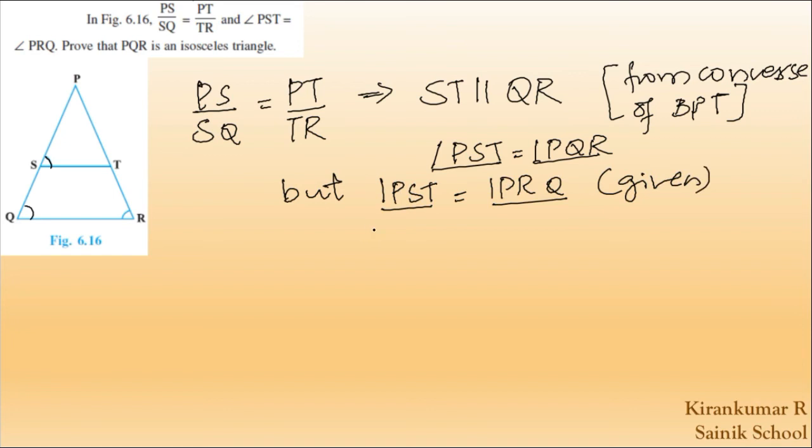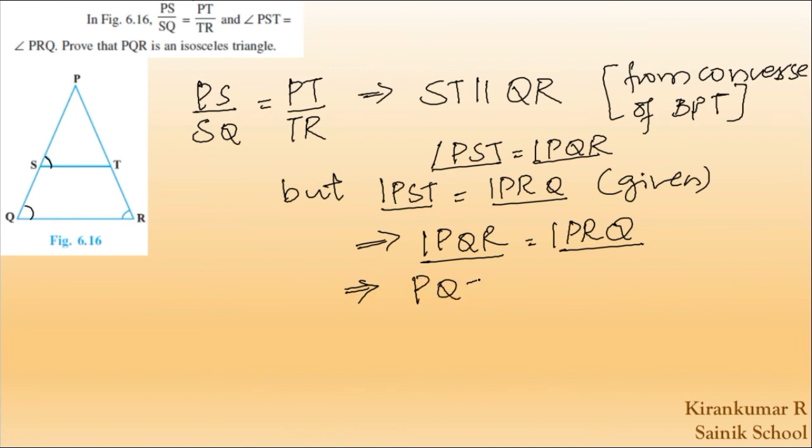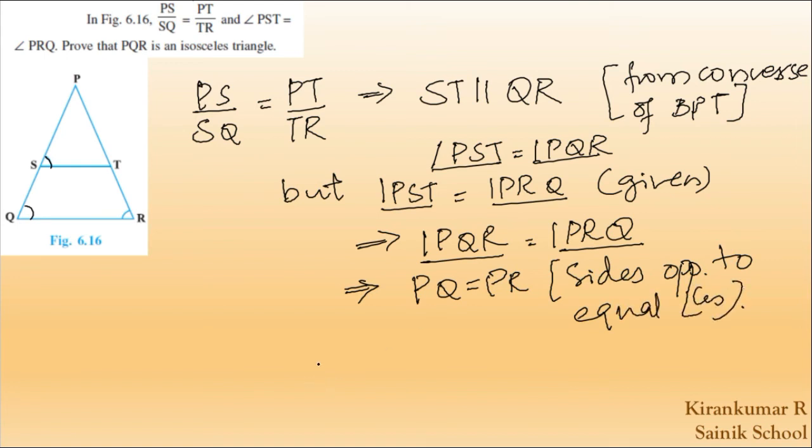On comparison, angle PST is there in the left hand side, they are equal, so the right hand side must be equal. Angle PQR will become equal to angle PRQ. Whenever two angles of a triangle are equal to each other, the sides opposite equal angles are equal, so PQ will become equal to PR. The reason is sides opposite to equal angles. Therefore, PQR is an isosceles triangle.